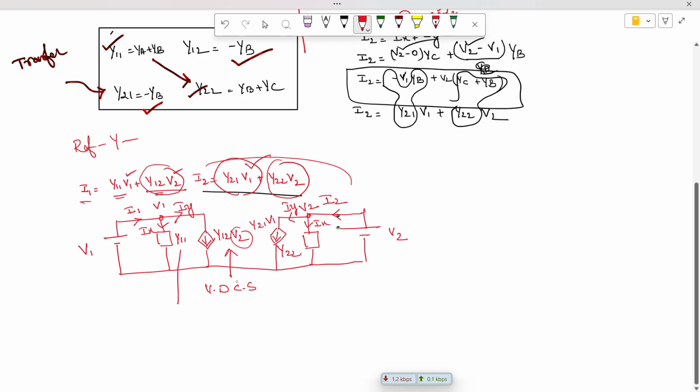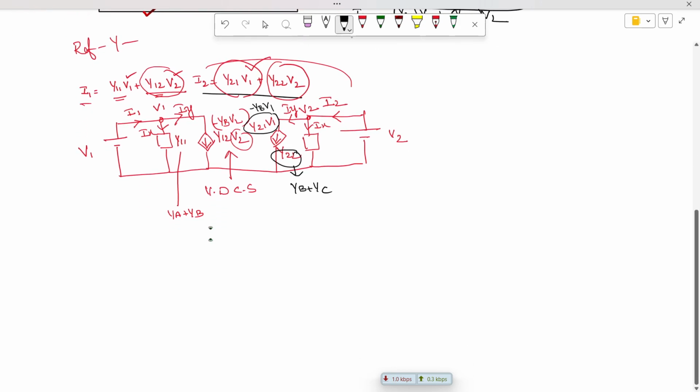Now substitute these values. Y11 is ya plus yb, and y12 you write down as minus yb v2, and y22 you replace as yb plus yc. And y21 is minus yb v1. So therefore the resultant equivalent circuit will be like this.